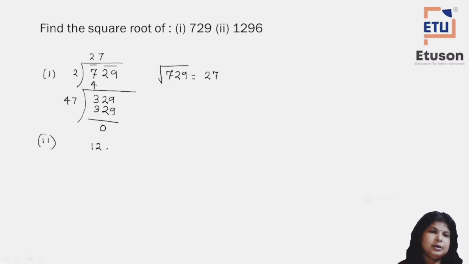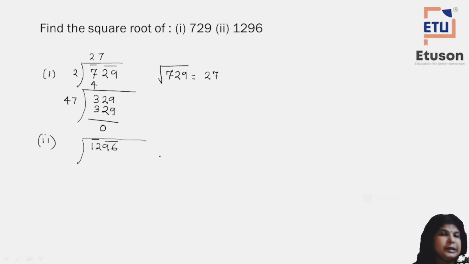Okay, so here you have number 1296. So let us pair from the last digit. So now you have 2 pairs, right? So the same procedure, right? So you have to choose a number whose square is less than 12. So you have 3 square equal to 9, 4 square is equal to 16. So what you need to take? You will take 3 here. So I will take 3 here. 3 into 3 is 9. Okay, so you will get 3 as remainder.